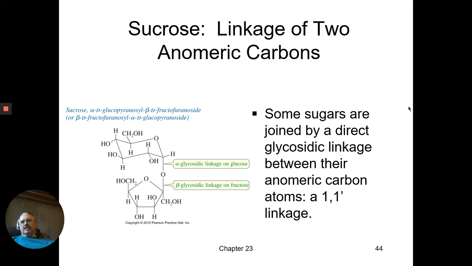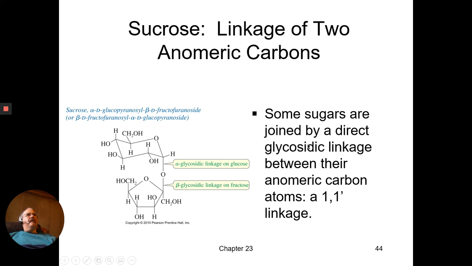Okay, here is sucrose, ordinary table sugar. And it consists of a glucose and a fructose unit. And it is a disaccharide where the two monosaccharides are joined by their anomeric carbons. So this is a 1 to 1 prime linkage.